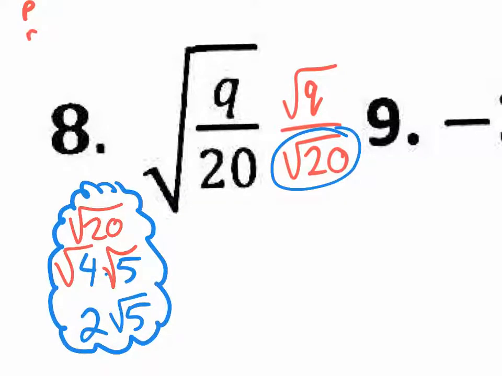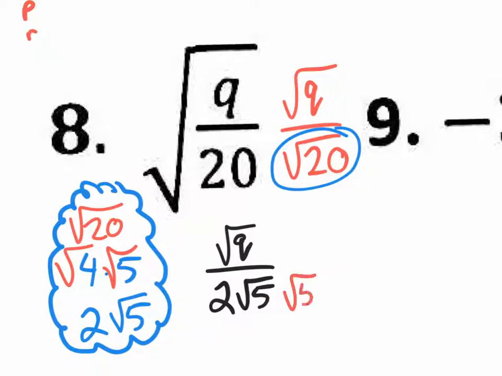So my new problem is the square root of q up on top over 2 square root of 5 on the bottom. And then you have to multiply it times the square root of 5. And we need to get rid of the square root of 5 on the bottom. Like, we don't really have a problem with the 2. We don't care about the 2. We just don't want this square root. So we're going to multiply both top and bottom by that same square root of 5 value.